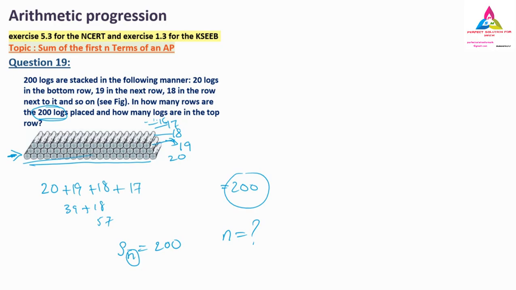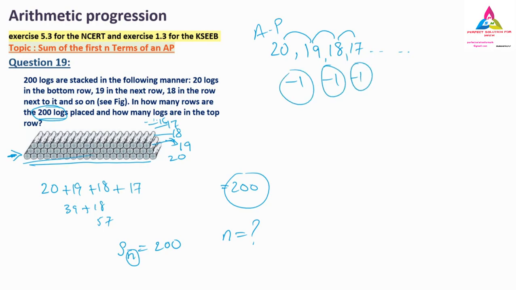Next, if you take Sn equal to 200, then what is the AP? You must need an AP; when you have an AP, only then can you find the Sn value. So the AP is given: the bottom row has 20, next 19, next 18, next 17, and so on. Here you can see that 20, 19, 18, 17 are in AP. How is it in AP? Because 19 minus 20 is minus 1, 18 minus 19 is minus 1, 17 minus 18 is minus 1. So all have a common difference of minus 1. So it is in AP.